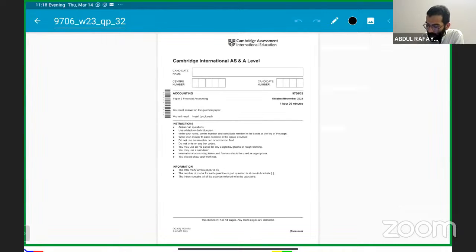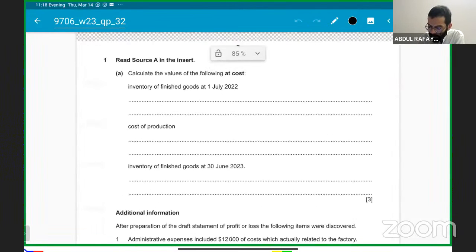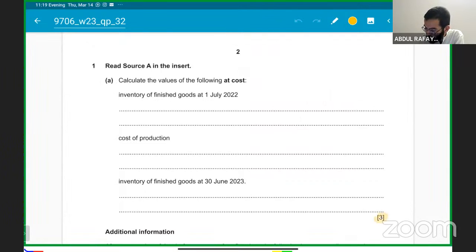So let's start with the question. What is the requirement here? As we said, this is October, November 2023, paper 3 variant 2. So what is there first for 3 marks? First basic 3 marks. It's simple. You have to calculate the values of the following at cost.